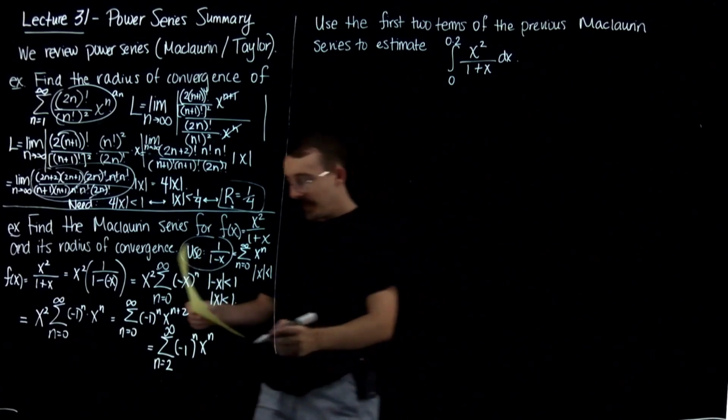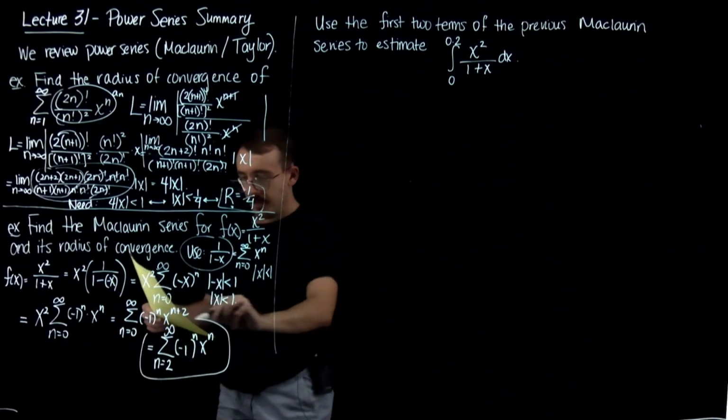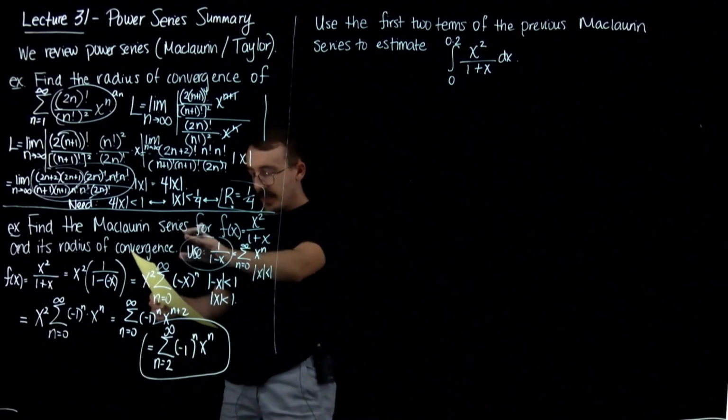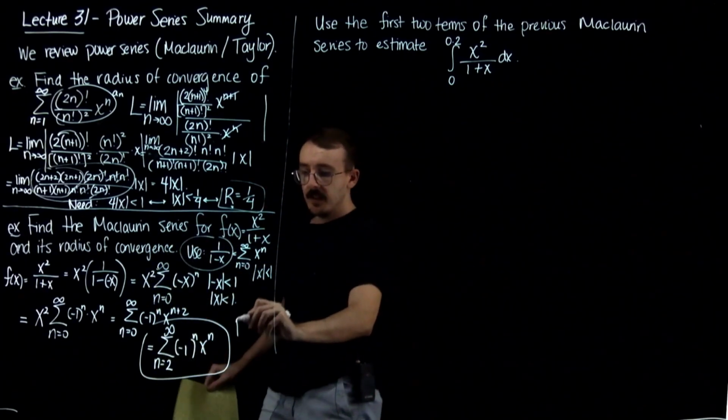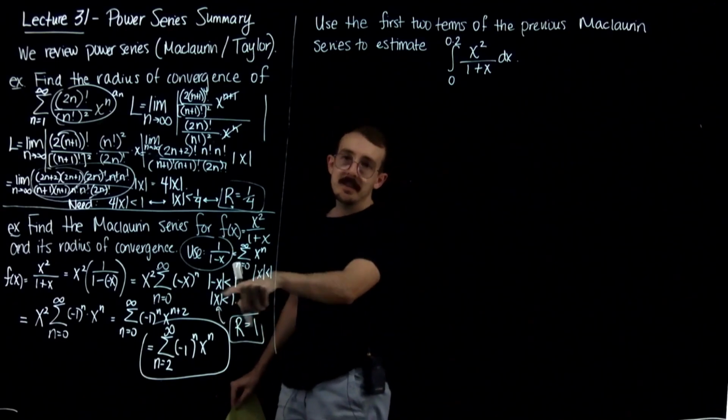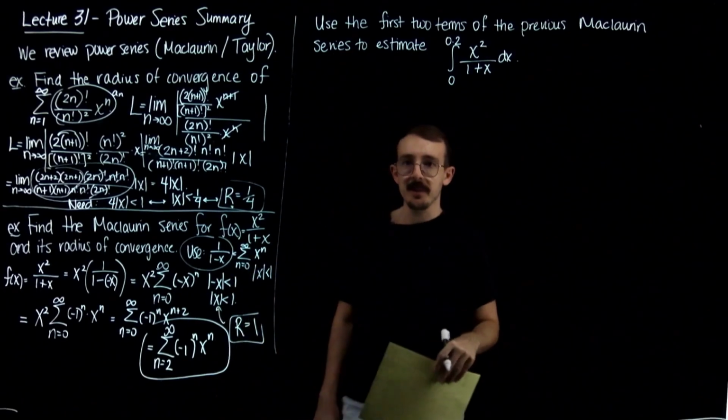OK, so this right here, this is our Maclaurin series for this. And our radius of convergence is going to be 1. So we just take a look right here. And it depends on the radius of convergence for the geometric series.